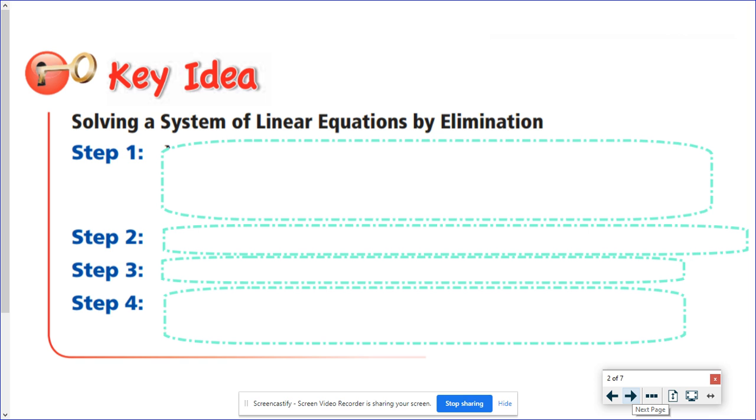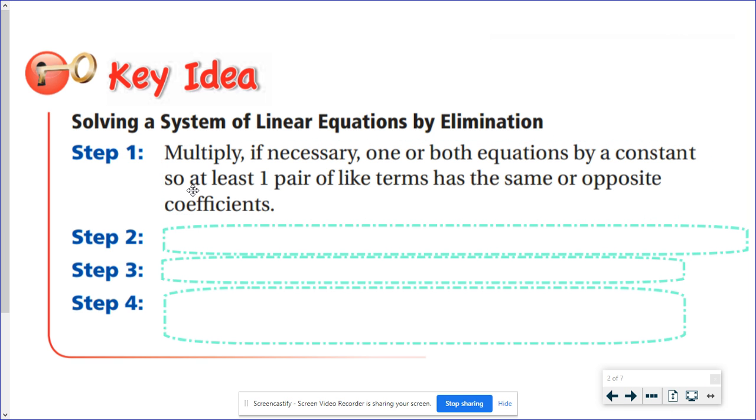Here are the steps that we're going to have. Today, step one, again, is going to be taken care of for you. We're not going to have to do any multiplying at all. We are looking for opposite coefficients today. Coefficients, remember, are just the numbers in front of variables. Opposite means same numbers but different signs.